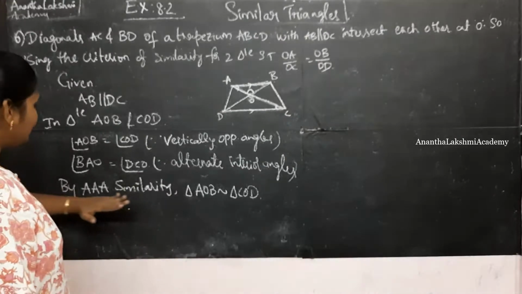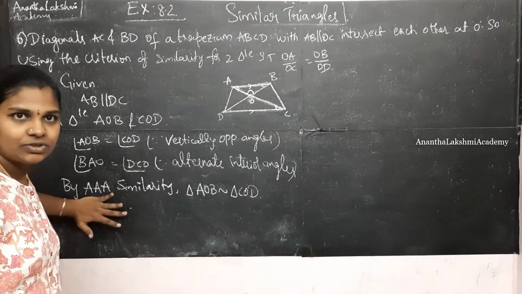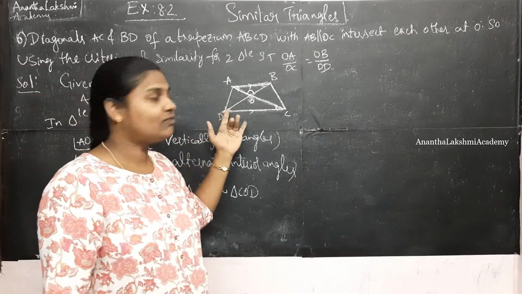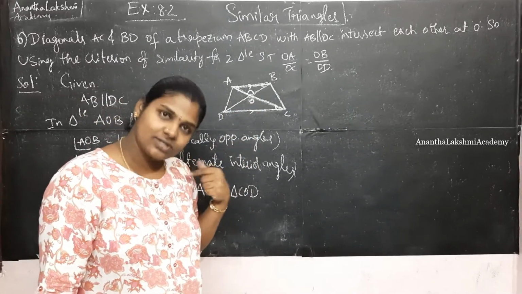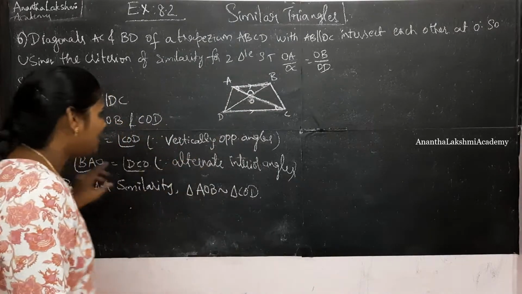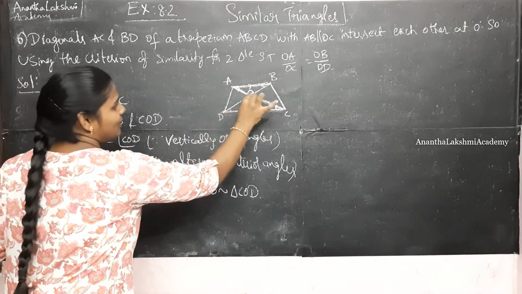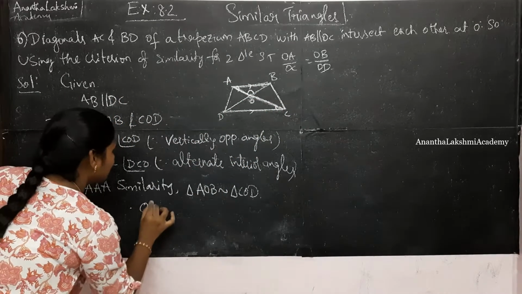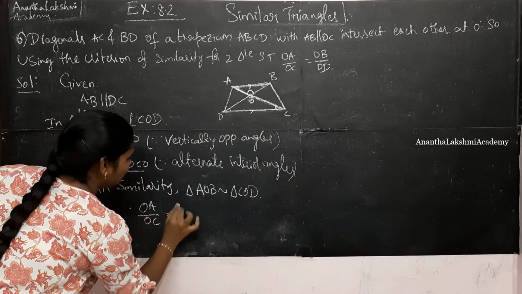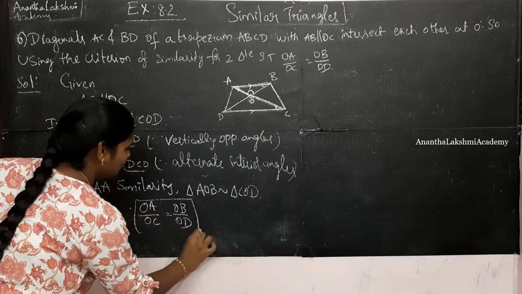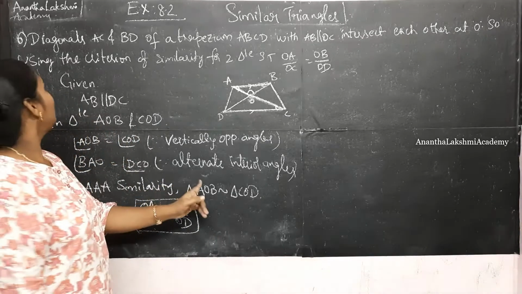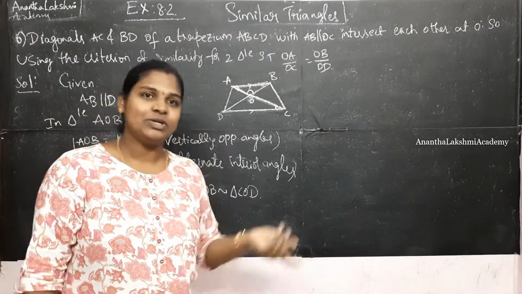We have mentioned that AAA similarity is used when all three angles of two triangles are equal; their corresponding sides' ratios are also equal. So OA by OC is equal to OB by OD. Is this what we are supposed to prove? Yes. That is about problem number 6. Let's jump into the next problem.